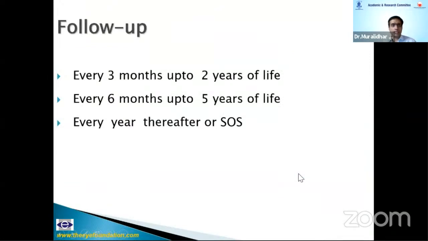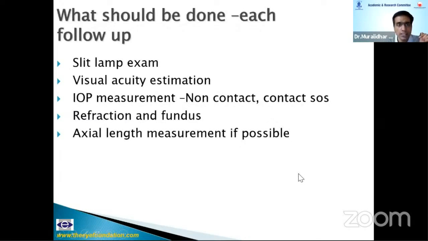So follow-up should be every 3 months. As I said, cataract surgery is the beginning of a very long road. So this is my suggested follow-up regime. For the first 2 years, you have to follow up every 3 months. And at every visit remember to record the corneal diameter as well. I did not add it here.